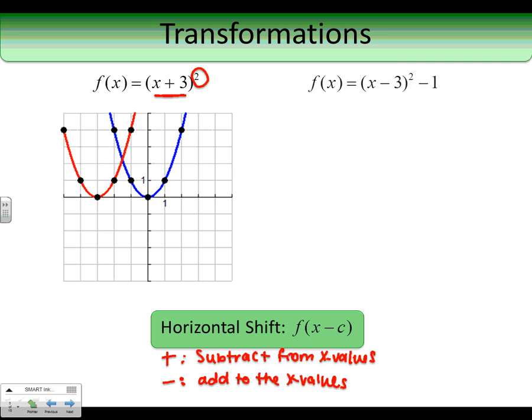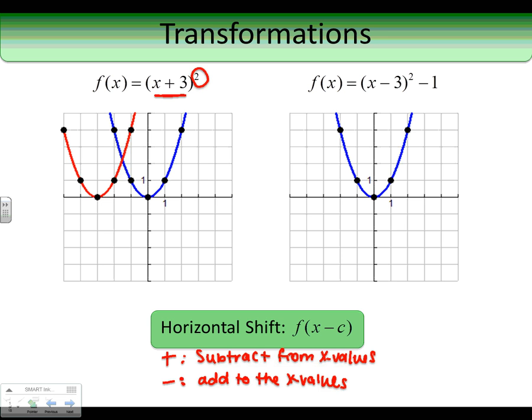Here we have a combination of both. Parent function is still x squared, and I'm adding 3 to the x's. I have that minus 3 in here, adding 3 to the x's and subtracting 1 from the y's. So your new equation would look like, your new function graph would look like that.